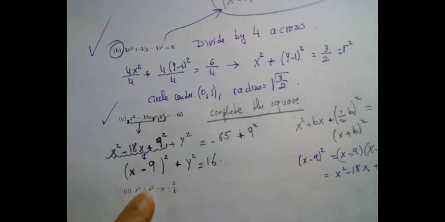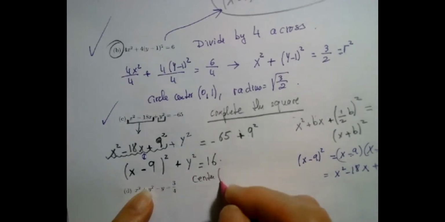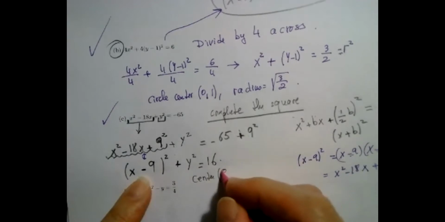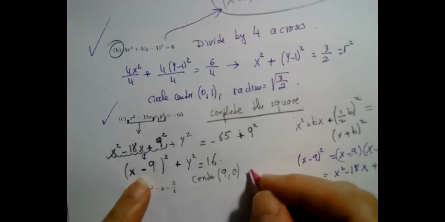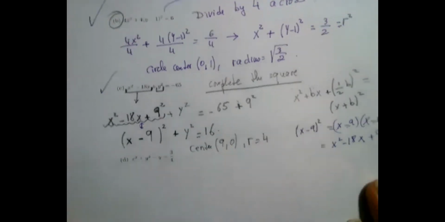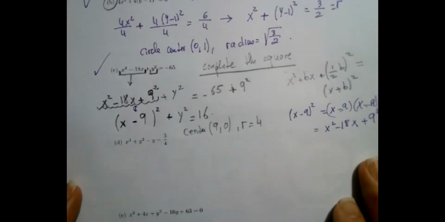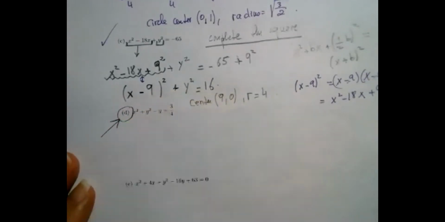Now, once I do that, this is a circle. The center is, that's the h. There's no y squared term, it means that's a 0. And the radius is equal to 4. Okay, I'll let you do D by yourself for next time.